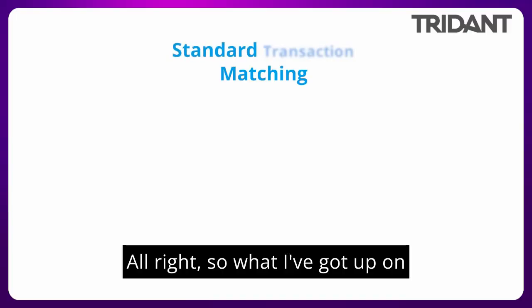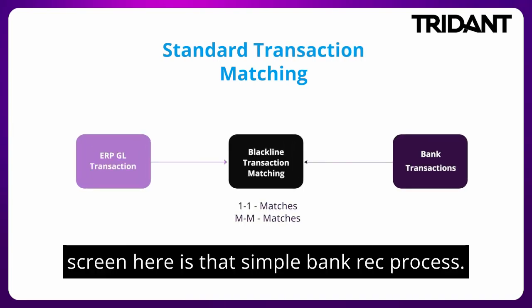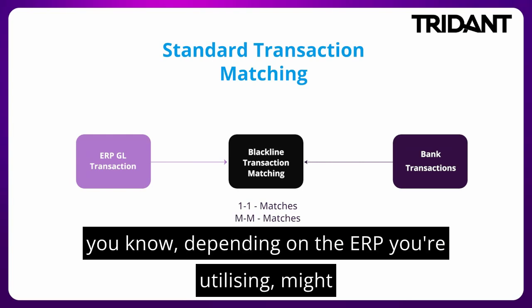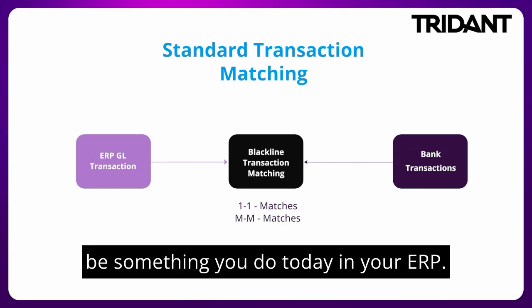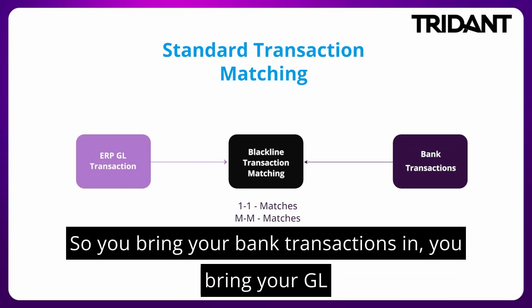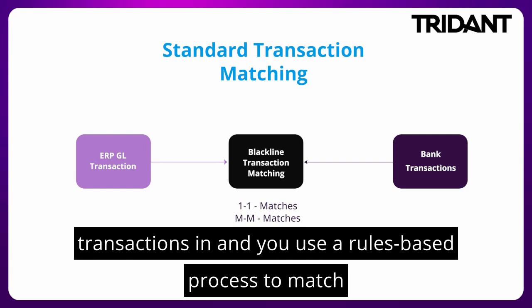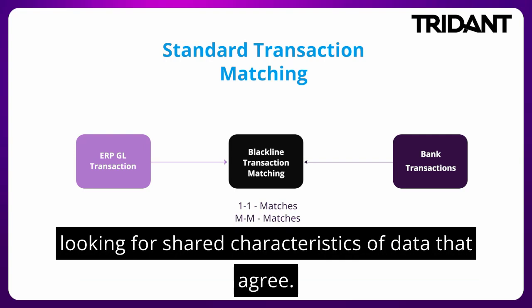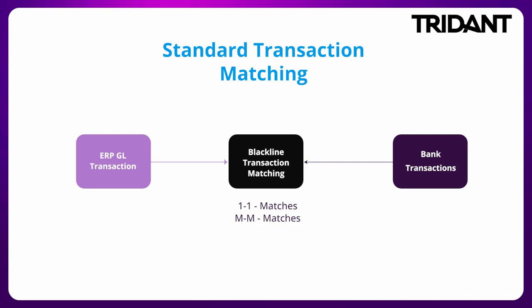All right. So what I've got up on screen here is that simple bank rec process. And this is something BlackLine can deal with. And as I mentioned, depending on the ERP you're utilizing, it might be something you do today in your ERP. So you bring your bank transactions in, you bring your GL transactions in, and you use a rules-based process to match off your one-to-one, your many-to-many, looking for shared characteristics of data that agree.